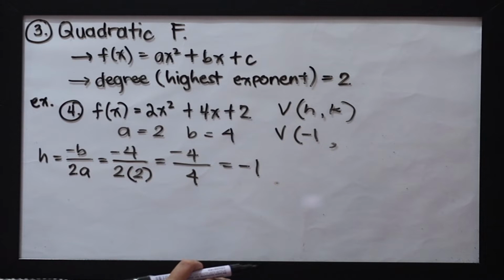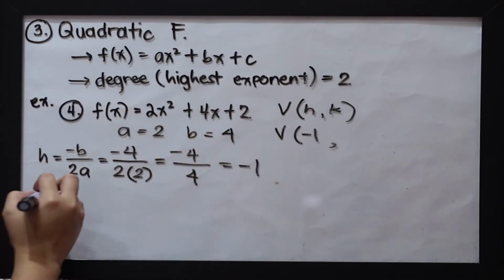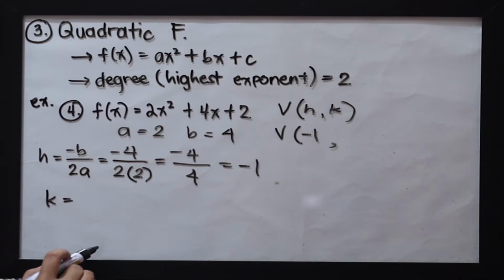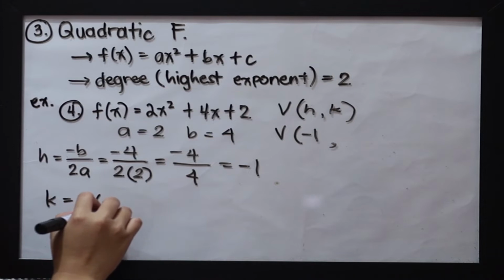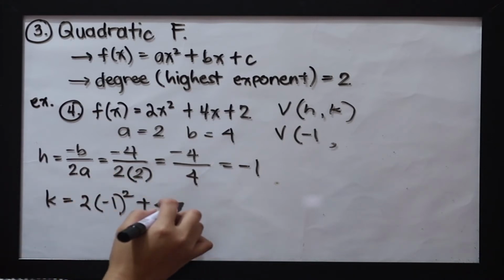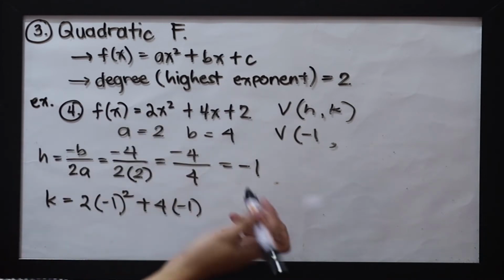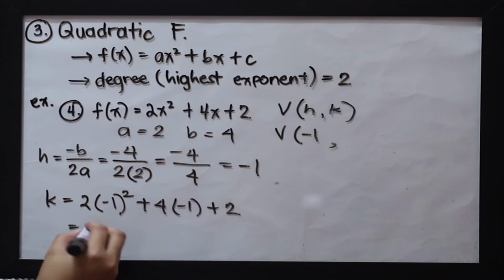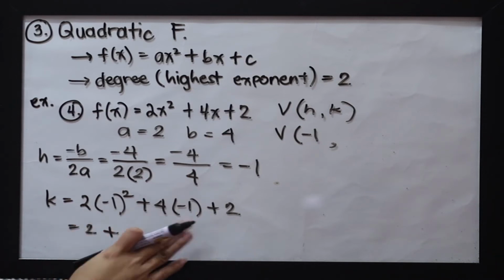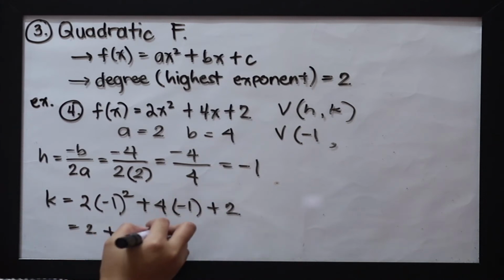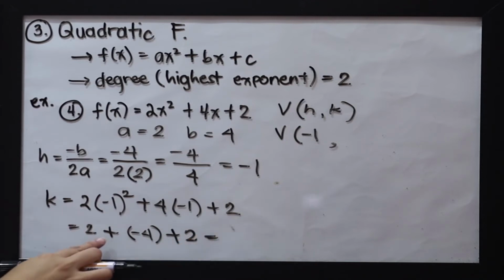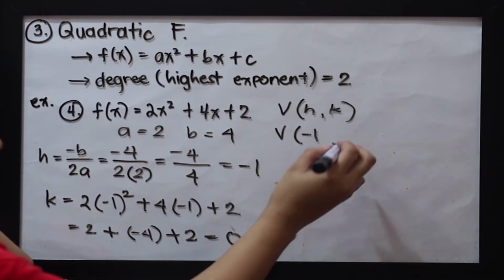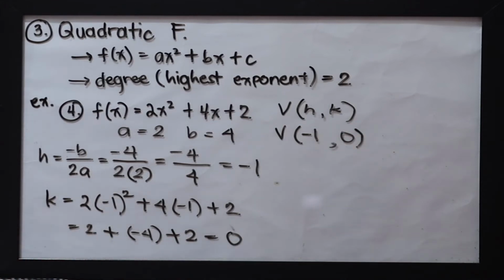Next, to get the value of k, all you have to do is substitute the value of x in the given function. It's either you use f of x or k. It's just the same. So let's say you will use k. So negative 1. So 2 times negative 1 squared plus 4 times negative 1, I'm just substituting the values of x in the given function, plus 2. Then we simplify the equation. Negative 1 squared is positive 1 multiplied by 2. That is 2. Plus 4 times negative 1 is negative 4, plus 2. And then simplifying to get the value of k, we'll have 2 plus negative 4. That is negative 2 plus 2. The answer is 0. So the value of k is 0. So our vertex is negative 1, 0.